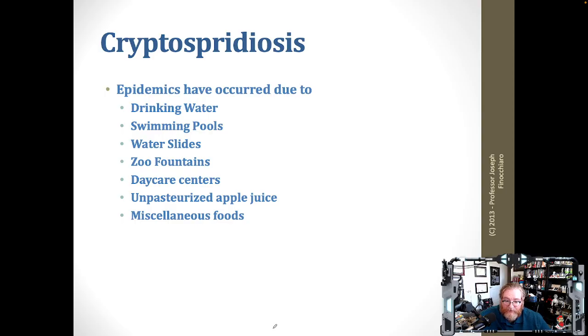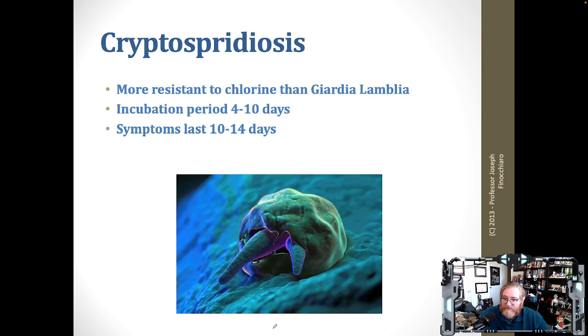I would be interested to know what the miscellaneous foods are, because if it's Hot Pockets, that's going to kill an entire generation.